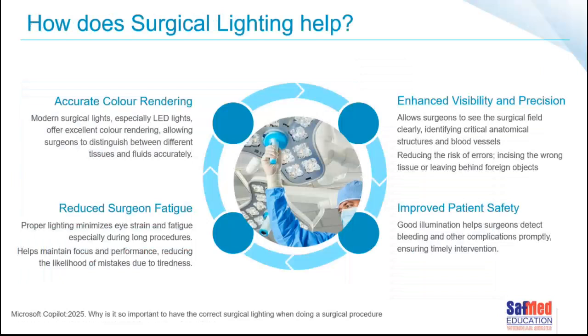How does surgical lighting help? This, I think, is quite logical for everybody who works in the operating room. It will enhance visibility and precision. It allows the surgeon to see the surgical field clearly. It helps us, the doctors, to identify critical anatomy, the various structures, the various blood vessels, and ultimately reduces the risk of error, reducing the risk of cutting the wrong thing or removing the wrong bits, or in fact leaving foreign objects behind. This gives us improved patient safety.